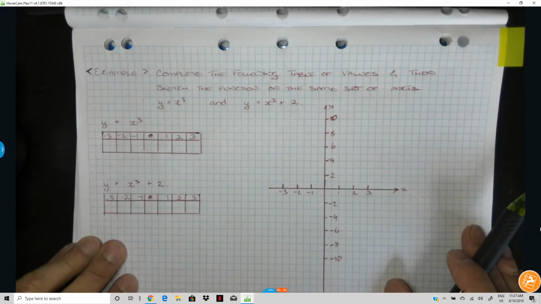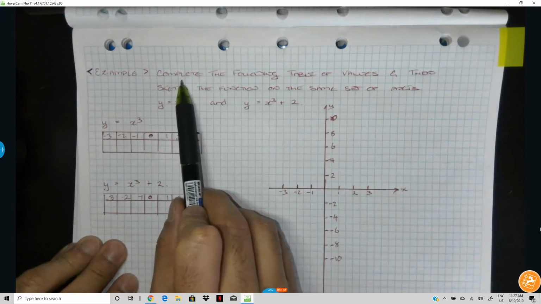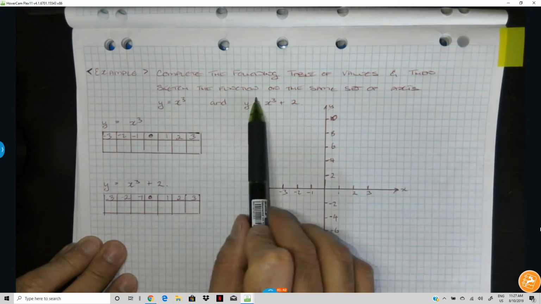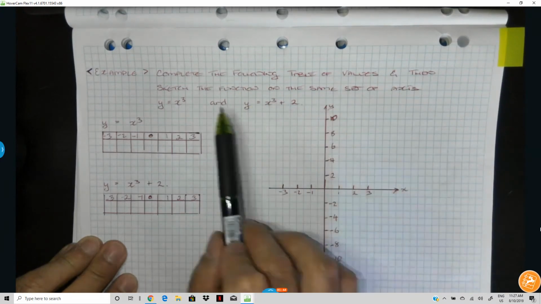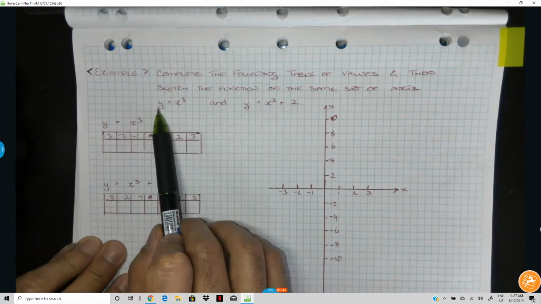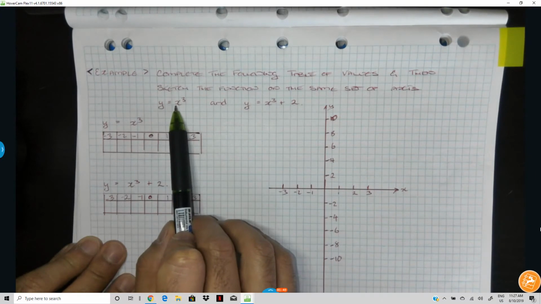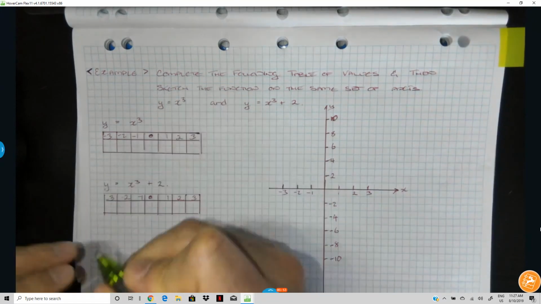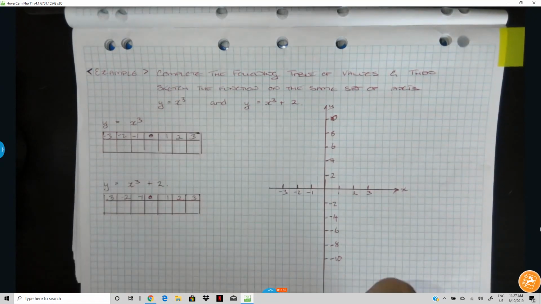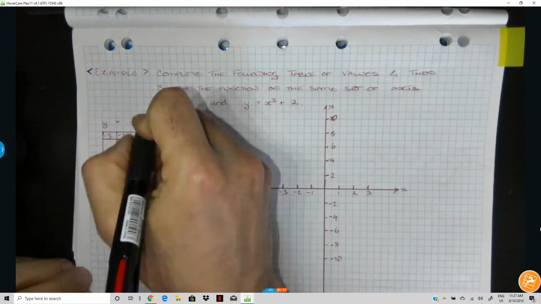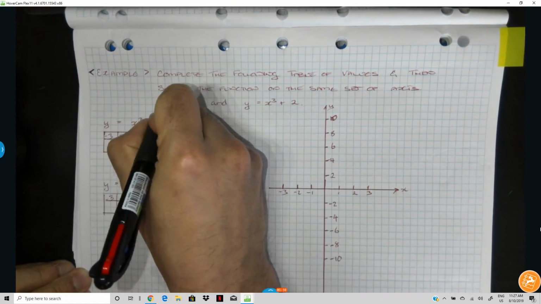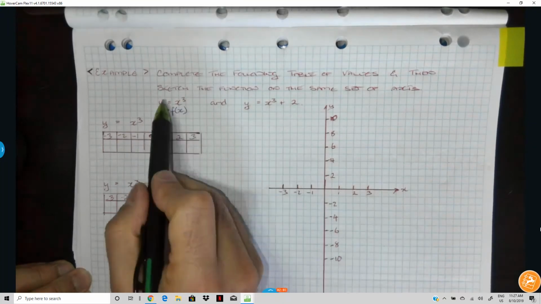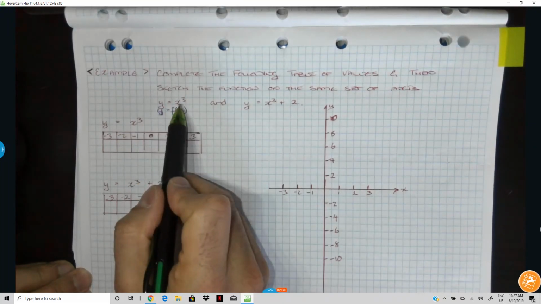So let's look at this example. We want to complete the following table of values and then sketch the function on the same set of axes. Our first function is y equals x cubed, and we're going to call that y equals f of x. So our f of x, our parent function, is this x cubed in this situation.